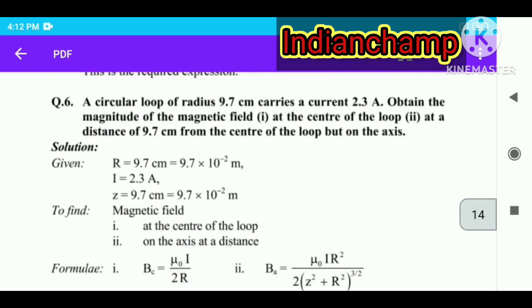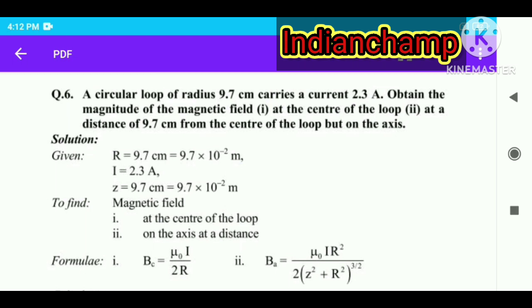Question number 6. A circular loop of radius 9.7 cm carries a current of 2.3 ampere. Obtain the magnitude of the magnetic field at the center of the loop. Second, at a distance of 9.7 cm from the center of the loop, but on the axis. Given solution. Given R is equal to 9.7 cm is equal to 9.7 into 10 raised to minus 2 meter. I is equal to 2.3 A. Z is equal to 9.7 cm is equal to 9.7 into 10 raised to minus 2 meter.